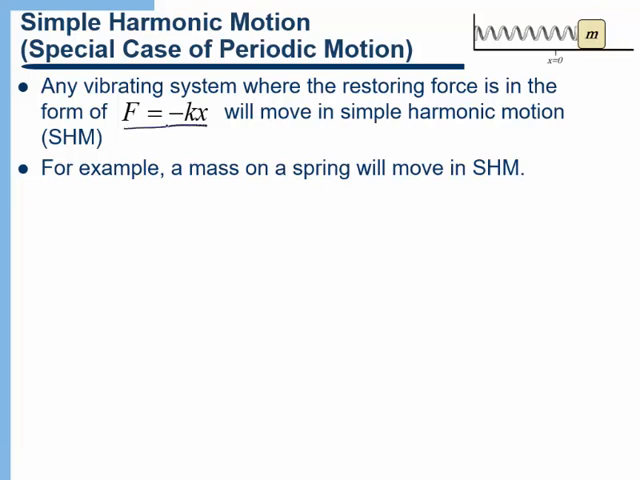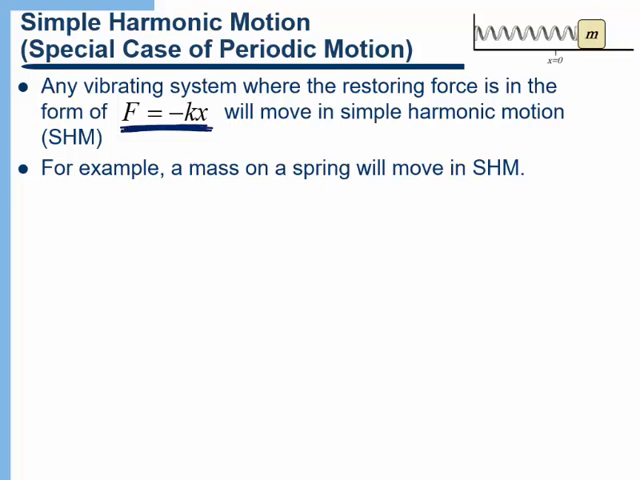In other words, the force that a spring exerts is an example of this. So if I double the distance that the spring is stretched, the force doubles. If we have a restoring force of that type, where the force is directly proportional to the displacement from equilibrium, then we get simple harmonic motion.